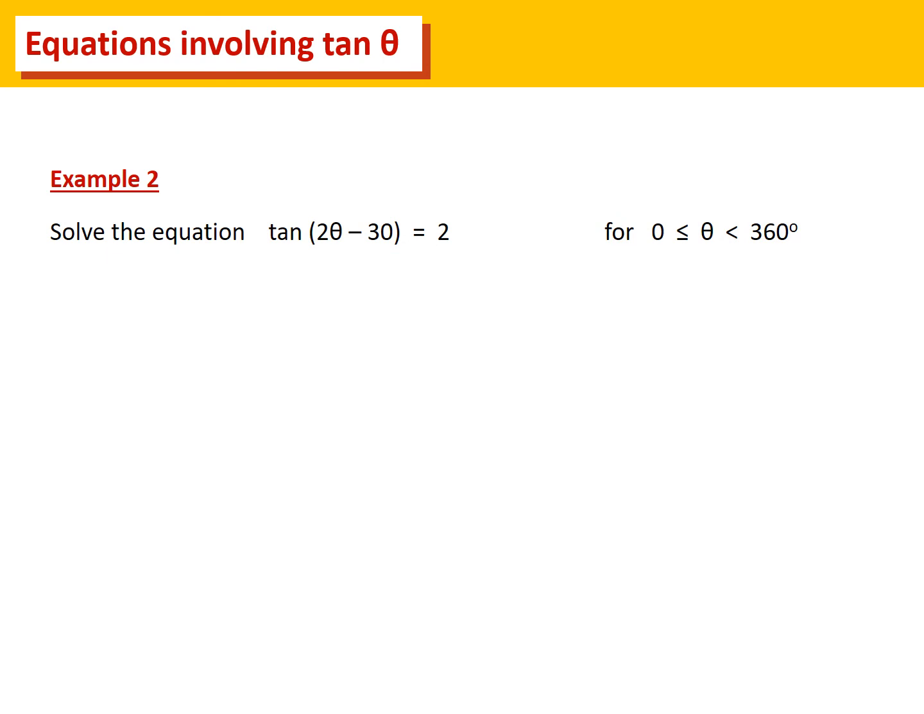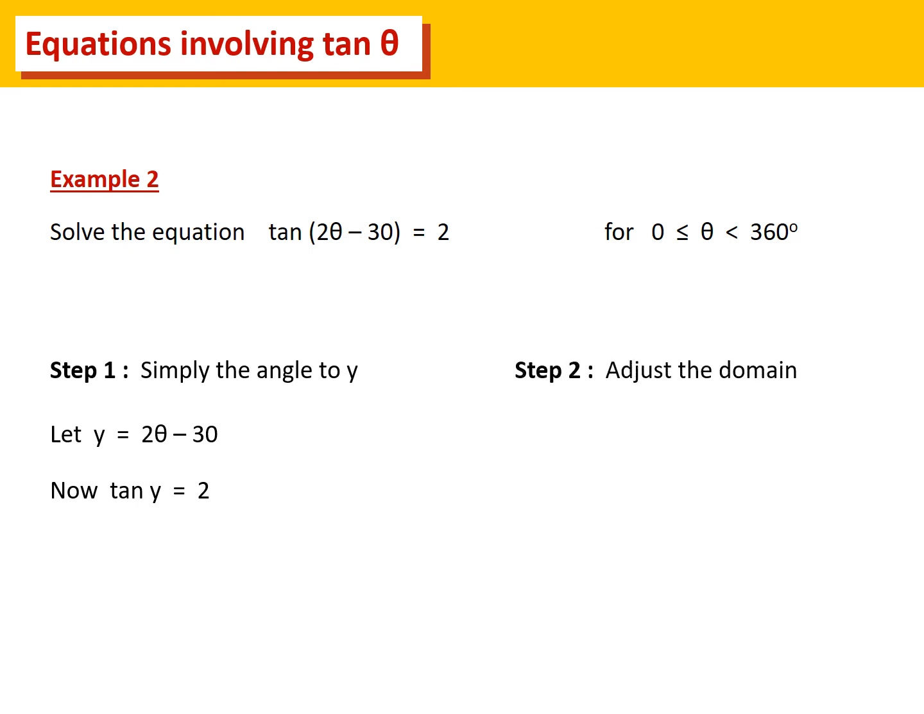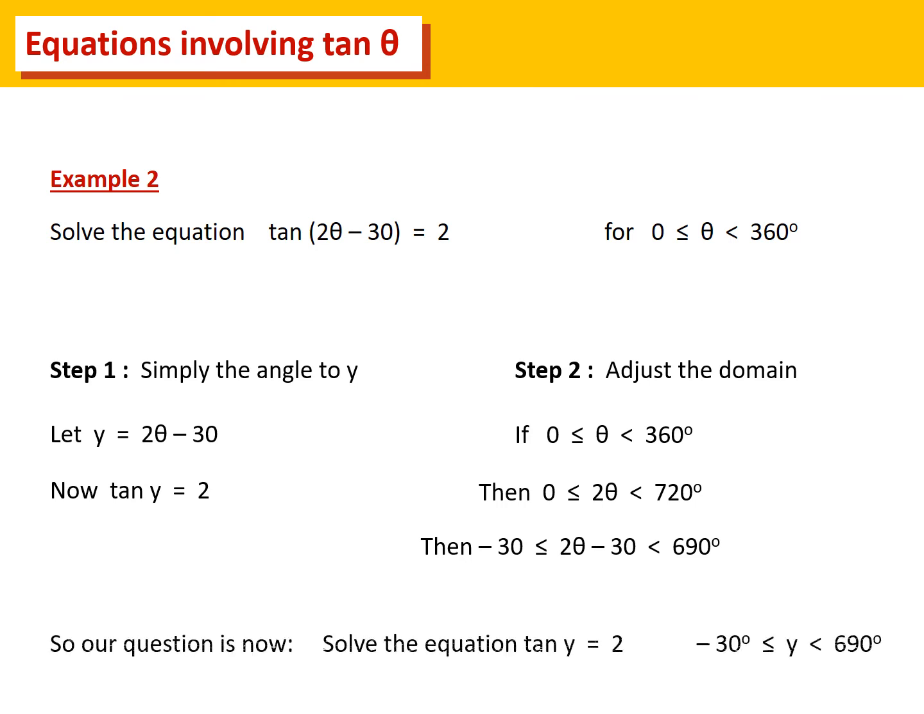Because the angle is not a straightforward angle, we do what we were doing yesterday, simplify the angle to equal y. Now we have an equation of tan y equals 2. Step 2, adjust the domain. We've got a domain of theta. We want to adjust that so it reads 2 theta subtract 30. So first I multiply by 2, and then I subtract 30. Therefore, our new question is basically solve the equation tan y equals 2 for y values between -30 and 690.